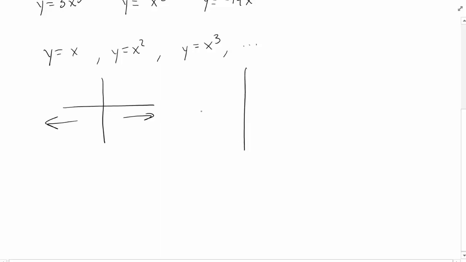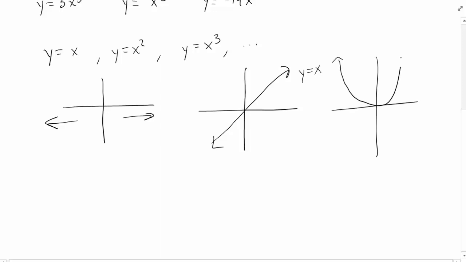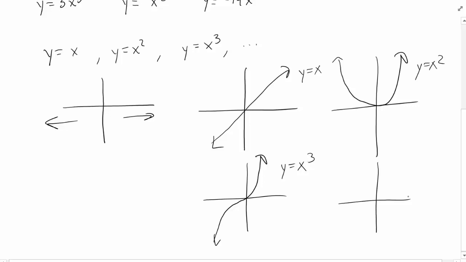So we know the graph of quite a few of these so far. So we know y is equal to x looks like the following. We know y is equal to x squared looks like a parabola. And we know y is equal to x cubed looks like this. Okay, so the cool thing is if you kept this pattern going, y is equal to x to the fourth looks similar to x squared. They are different, but they're similar in the sense that their end behavior is doing the same thing.